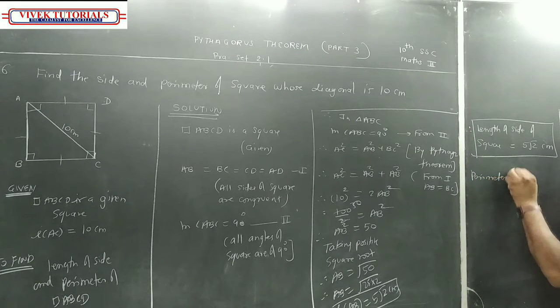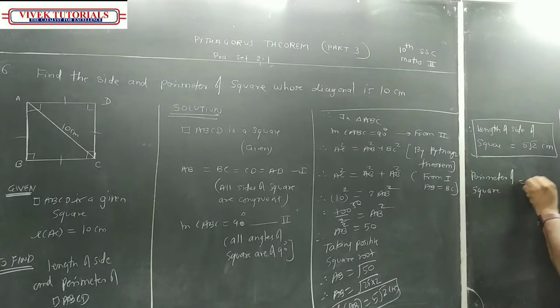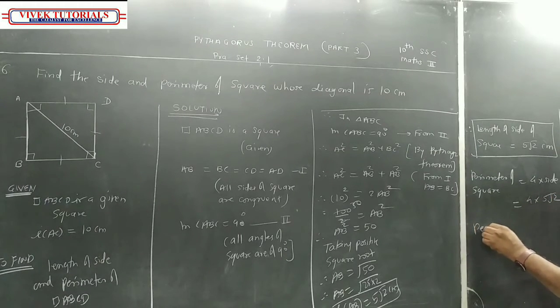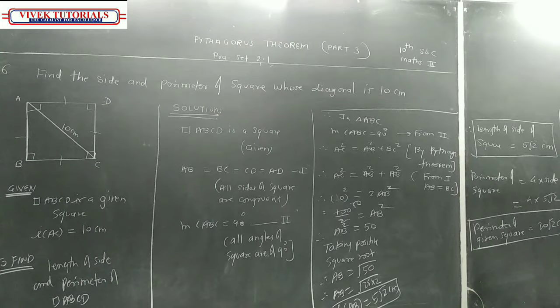What can I write then? Perimeter of square is equal to 4 into side, length of side. That is equal to 4 into 5 root 2. So perimeter of given square is equal to 20 root 2 centimeter. Because unit of perimeter is what? Centimeter only. So I think you can copy down it properly. I think you understood it.